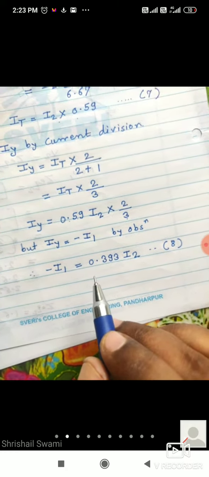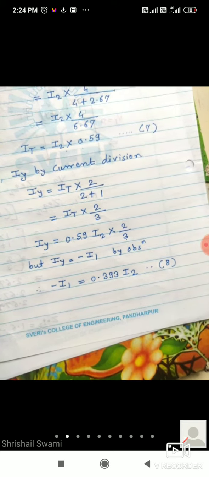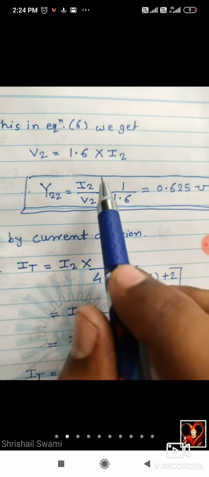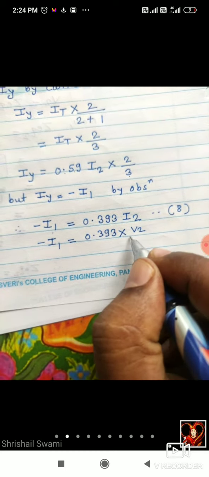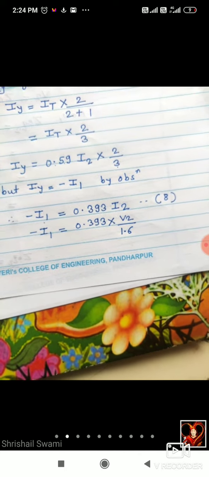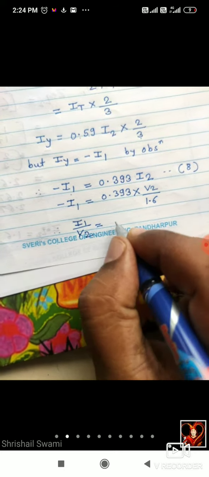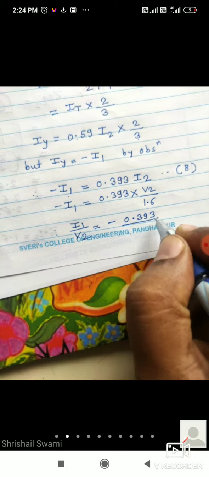Now tell me, we are finding y12. What is the equation of y12? That is I1 upon V2. So I1 is present here. Now how can I2 be replaced in terms of V2? It is present here. So I2 is replaced by V2 upon 1.6. Okay, 1.6. So minus I1 as it is, 0.393 as it is. So I2 you can replace by V2 by 1.6. So finally I1 upon V2 is equal to minus, take as it is, 0.393 divided by 1.6.